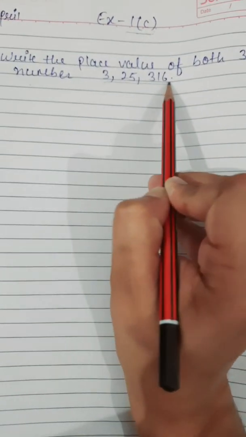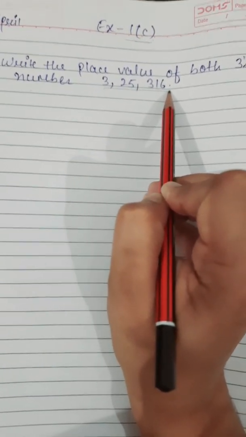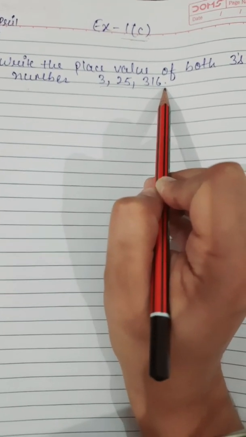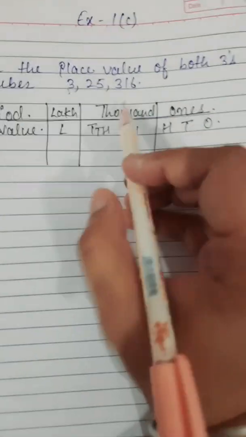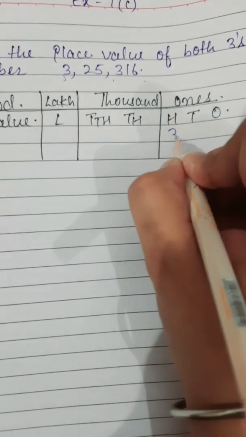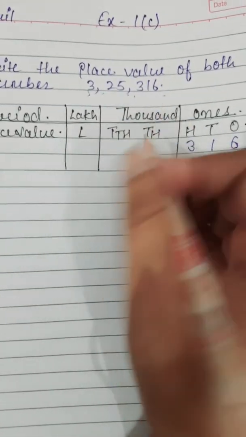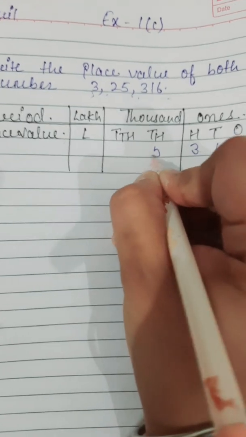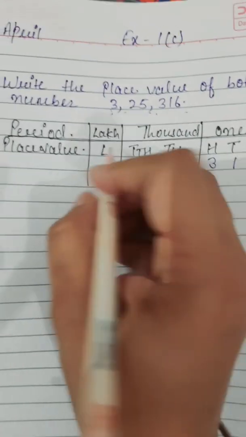The number given is 3,25,316. So first of all we will write the number according to the periods. Now place this number in this place value chart. The last 3 digits will come in the ones period, that is 3, 1, 6. Next 2 digits will come in thousand period. 5 will be at the thousand place and 2 will be at the 10,000 place and 3 will be at lakh place.